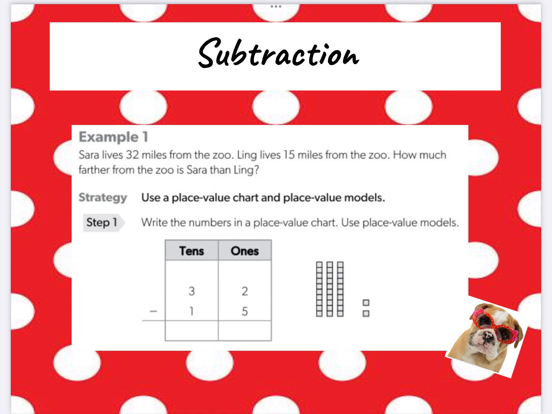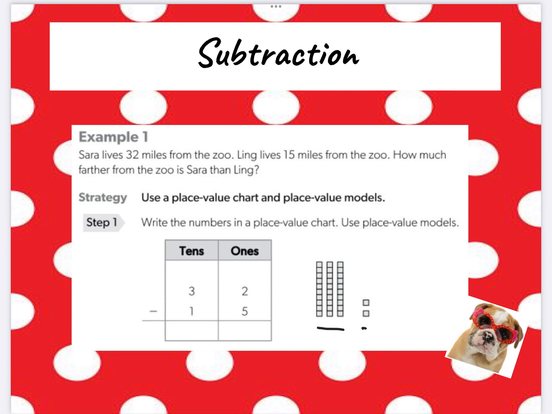Good. And so what we can use is a place value chart and place value models to help represent this. So unlike addition, instead of writing 32 and drawing out 15, we're actually going to take 15 away. We look over here, we're going to represent 32 with 3 tens and 2 ones. And we're going to start with our ones. Remember, always start with the ones. Say that real loud so people at home can hear you. Start with the ones. Good.